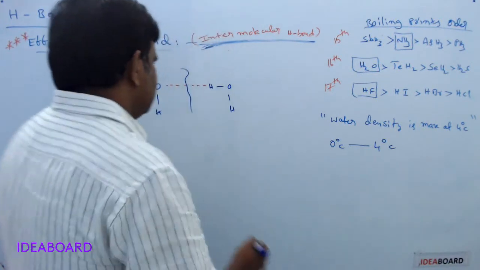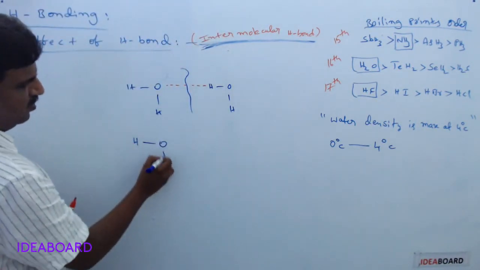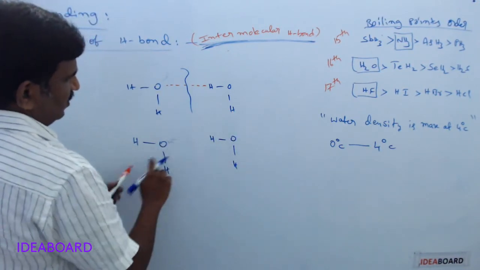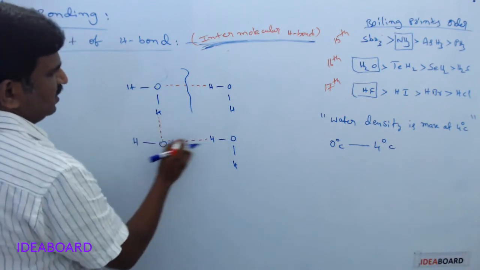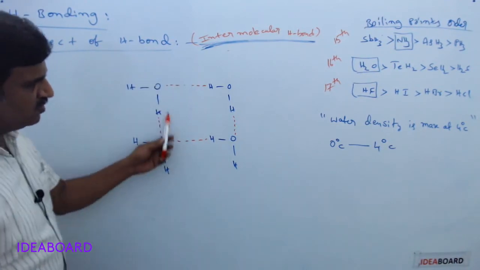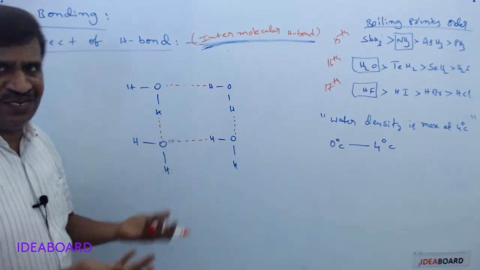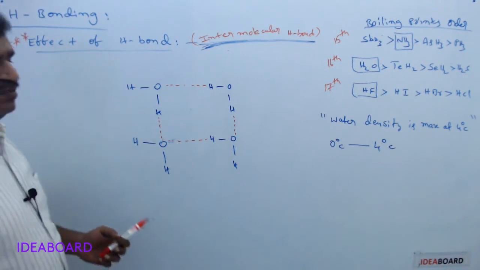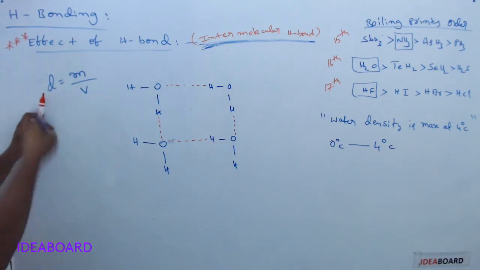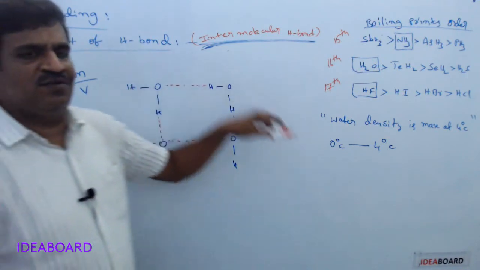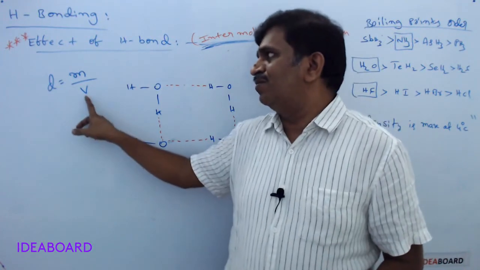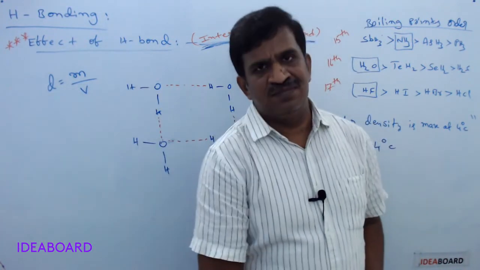What happens because of dissociation? Or what happens because of hydrogen bond? First we see, here HOH. Whenever there is a hydrogen bond, if you see here, due to the hydrogen bond, there is some gap now. Means volume increases. Volume increases means what happened? Density is equal to what is the formula? Mass by volume. Volume increases means density decreases. So due to hydrogen bond, ice has high volume and small density.